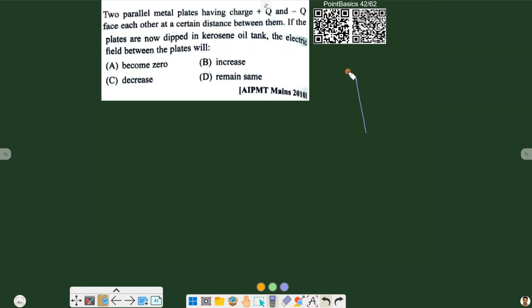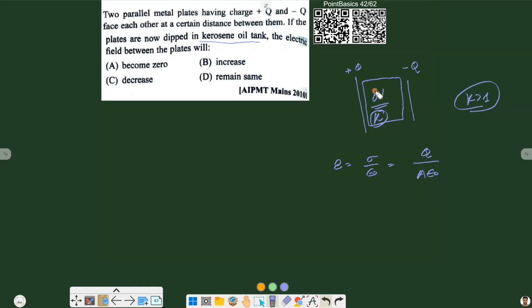So, as the first sheet has positive Q charge and the second sheet has minus Q charge, if their area is A, then we can say the electric field will be sigma by epsilon naught, or Q by A epsilon naught. This will be the electric field between these two plates. Now, if we insert them in a kerosene oil tank, the area between these plates will be occupied by kerosene oil. As a material property, this oil will have some value of dielectric constant K, and this K is always greater than 1.